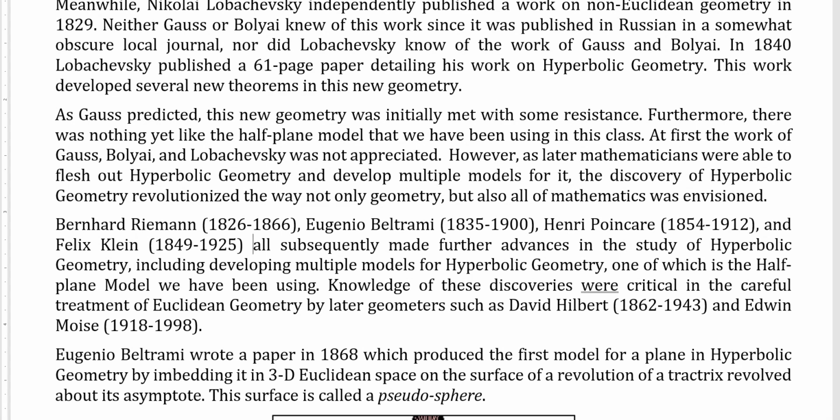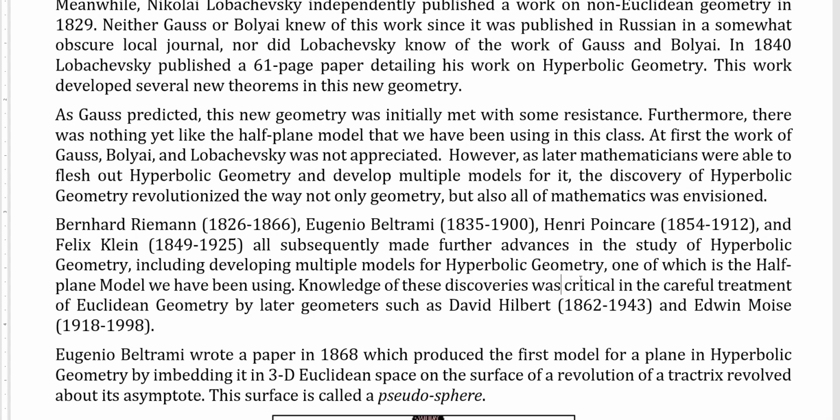Knowledge of these discoveries was critical in the careful treatment of Euclidean geometry by later geometers such as David Hilbert, who was the most important geometer since Euclid, and he lived from 1862 to 1943, and Edwin Moise, from 1918 to 1999, who wrote a book called Elementary Geometry from an Advanced Standpoint, which honestly I've used as one of my major sources for this book.